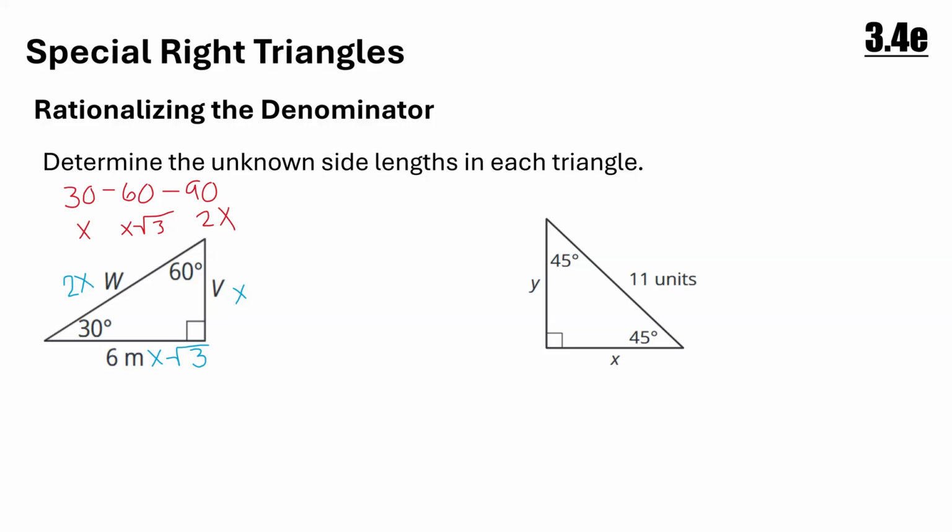Start with solving for x. So write the equation: 6 equals x times the square root of 3. To solve for x, divide both sides by the square root of 3. To rationalize the denominator, multiply the numerator and the denominator of the fraction by the square root of 3. This will then become x equals 6 times the square root of 3 divided by 3.